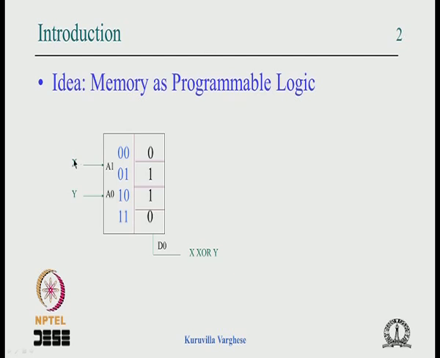So if you give 0 0 to x and y, then the 0th location, the 0 0 location, is accessed and you get a 0 here. If it is 0 1, it accesses this location, and then 1 comes on the data line. So the data line is the output, the address line is the input. Again you give 1 0, the 1 comes here; 1 1, 0 comes here.